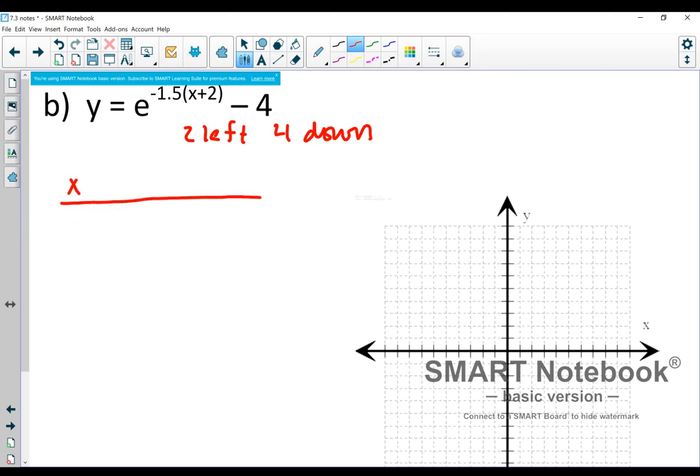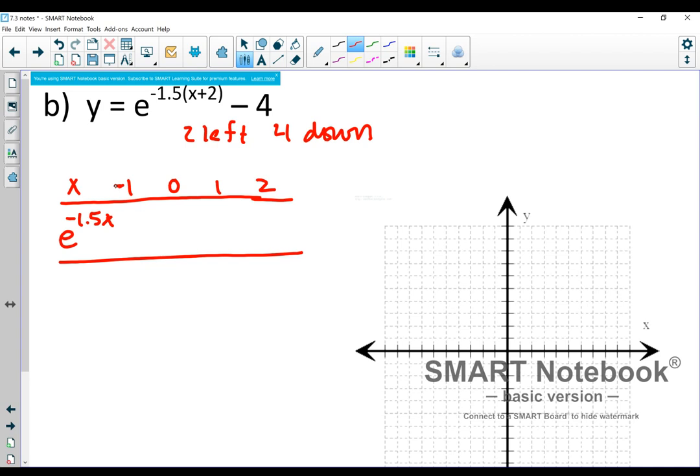where my table, I'm using x. Let's do negative 1, 0, 1, 2. And then I'm going to do e to the negative 1.5 x power. And then I'm going to have to shift all the points. So then I'm going to shift them 2 left and 4 down.